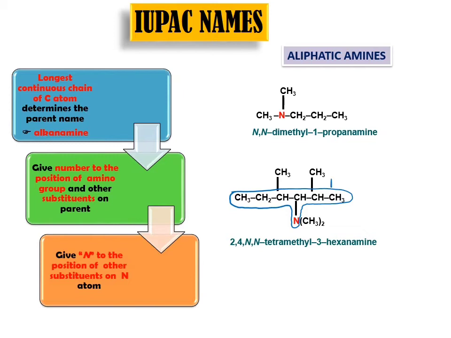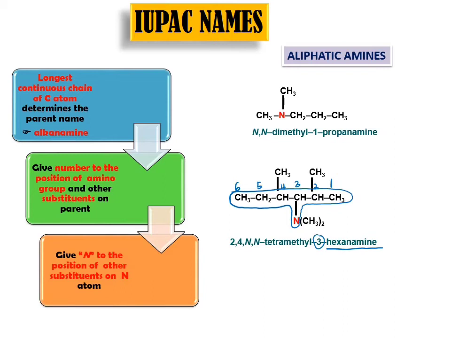So we have 1, 2, 3, 4, 5, 6. So 6 carbon. It means that our parent name is hexanamine. And then at carbon number 3, the nitrogen atom is bonded directly to the parent chain. So 3-hexanamine. So look, we have 4 same substituent here.